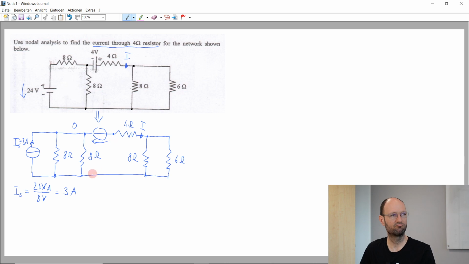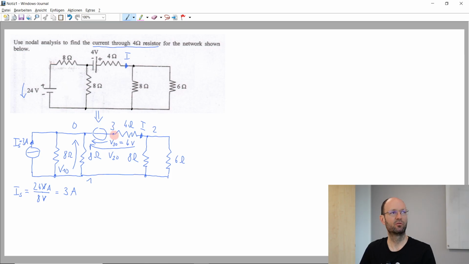if we, for example, number this node here, this is all one node. If I label this as 1, then we have a nodal voltage that goes over these resistors, for example from this node to there. This would be the voltage V1,0. And if we label this node as 2, then we have a voltage going from here to there, V2,0. And we have this last voltage here, V3,0, but we already know this, it's 4 volts.